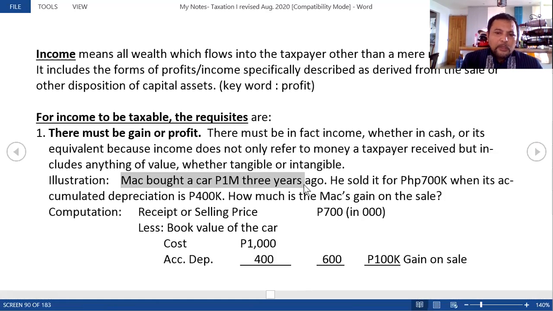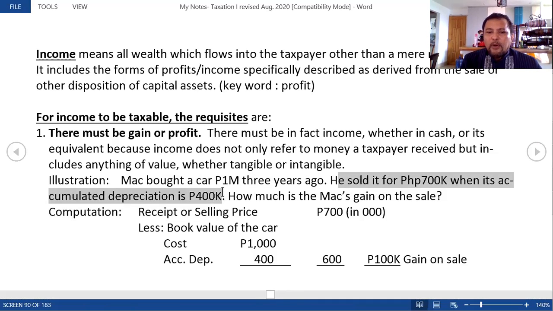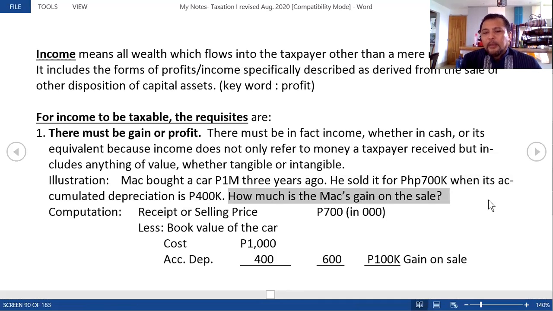for 1 million 3 years ago. Then Mac sold it for 700,000 pesos, with its accumulated depreciation already at 400,000 pesos. So question, how much is Mac's gain on sale? According to the solution, the gain is 100,000 pesos. That's the gain on sale.